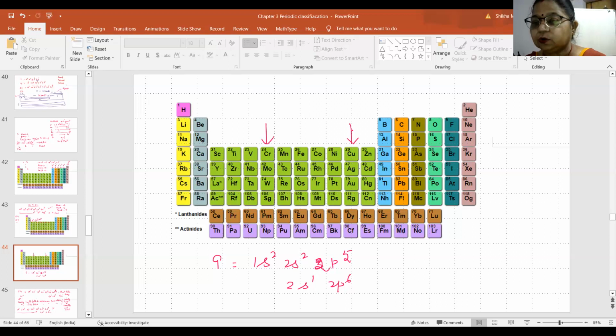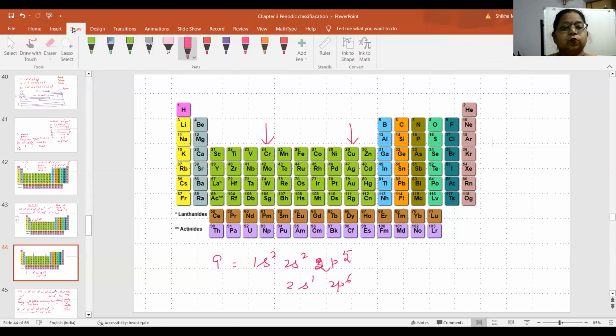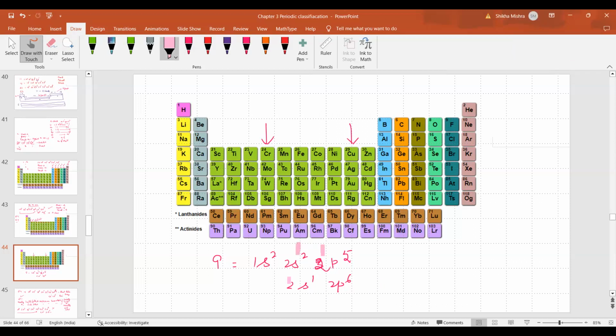No, my question is not to identify this element. My question is, we have just learned that nearly half-filled and nearly full-filled orbitals are less stable than exactly half-filled and exactly full-filled orbitals. Therefore, if I apply the same logic, we have this 2s2 and this 2p5, right? If I shift one electron from 2s to 2p, it will become 2s1, 2p6.